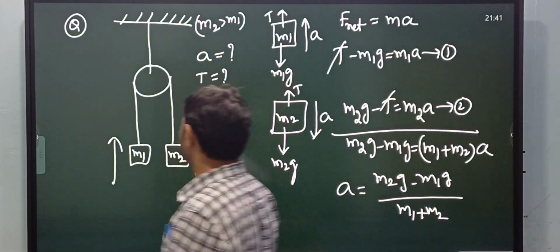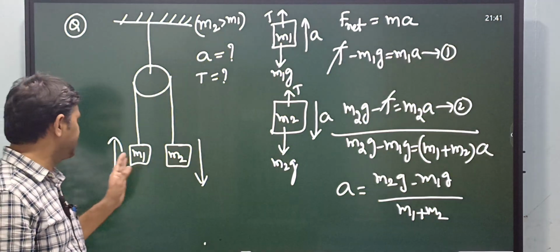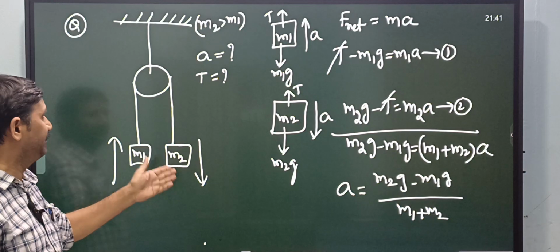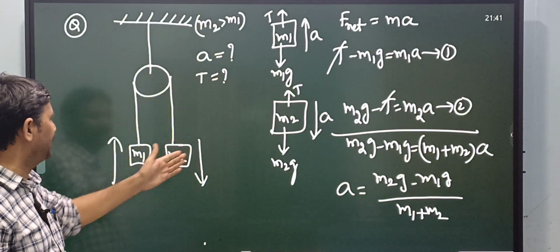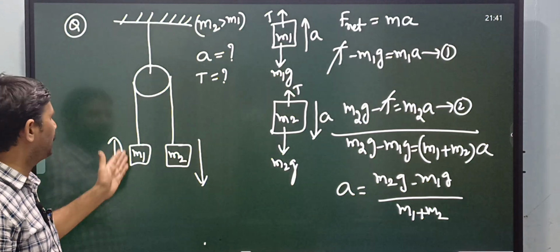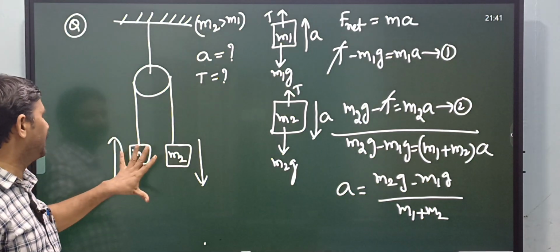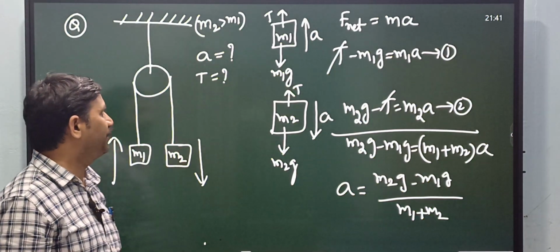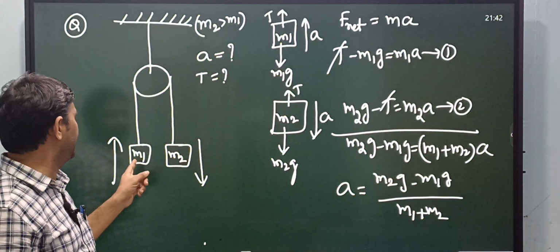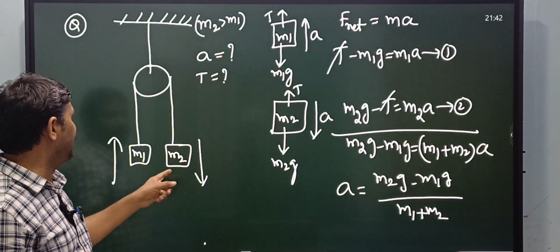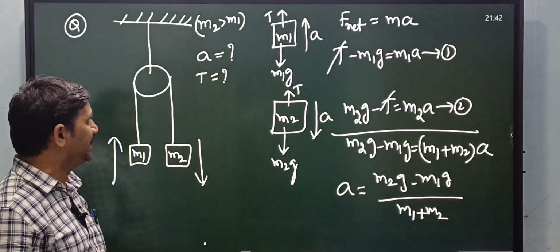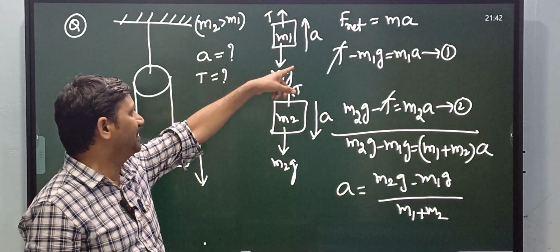Once again, here two bodies: this body has mass m1 and this body has mass m2. In the question, m2 is greater than m1 is given, which means the m2 body is heavier than the m1 body. The m2 body moves downward and the m1 body moves upward. Draw the free body diagram of m1: m1g is downward and T upward, because the m1 body is lighter than m2. That's why m1 is moving upward and m2 is moving downward. So the upward force is greater than the downward force.